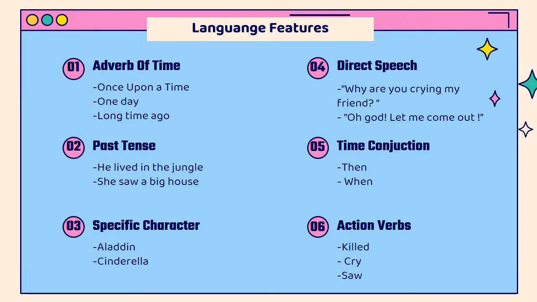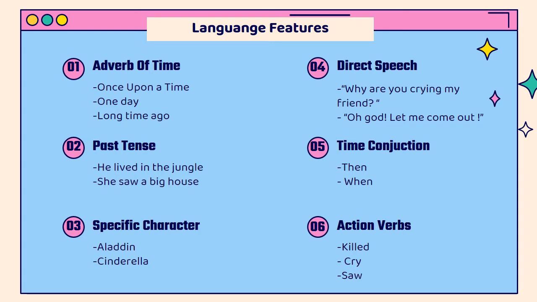Language features. Number one is adverb of time. The examples are once upon a time, one day, and a long time ago. Number two is past tense. It's like he lived in the jungle and she saw a big house. Number three is specific character. It's like Aladdin, Cinderella, and others. Number four is direct speech. It's like, why are you crying, my friends? And, oh God, let me come out.